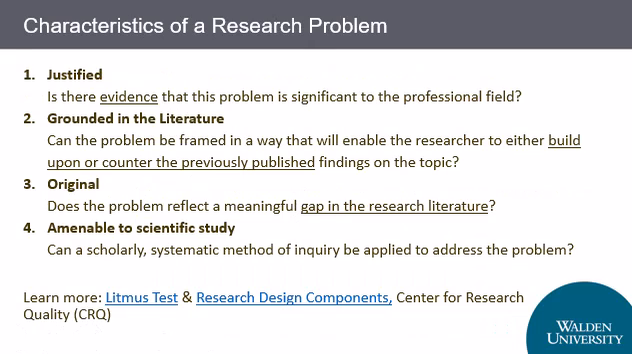Walden's litmus test has 4 criteria to determine if you have identified a doctoral level research problem. First of all, is it justified? Is there evidence of a problem that's significant to the profession? Second, is it grounded in the literature? Will you be able to build upon or counter previously published findings? Get to know your intellectual heritage.